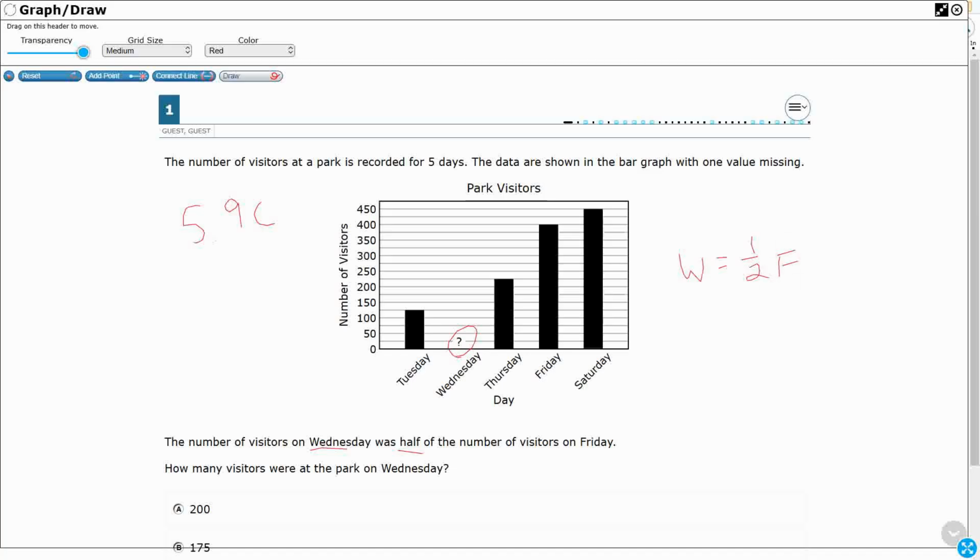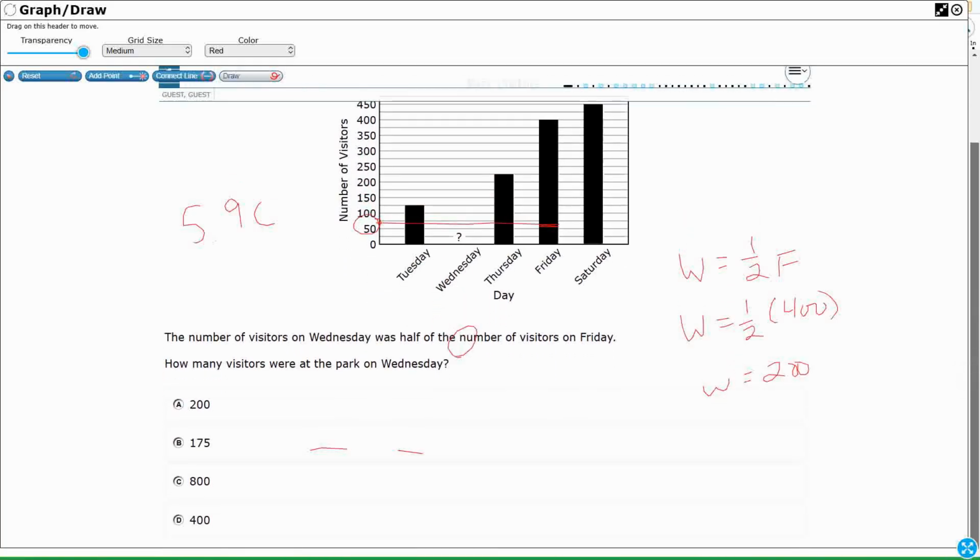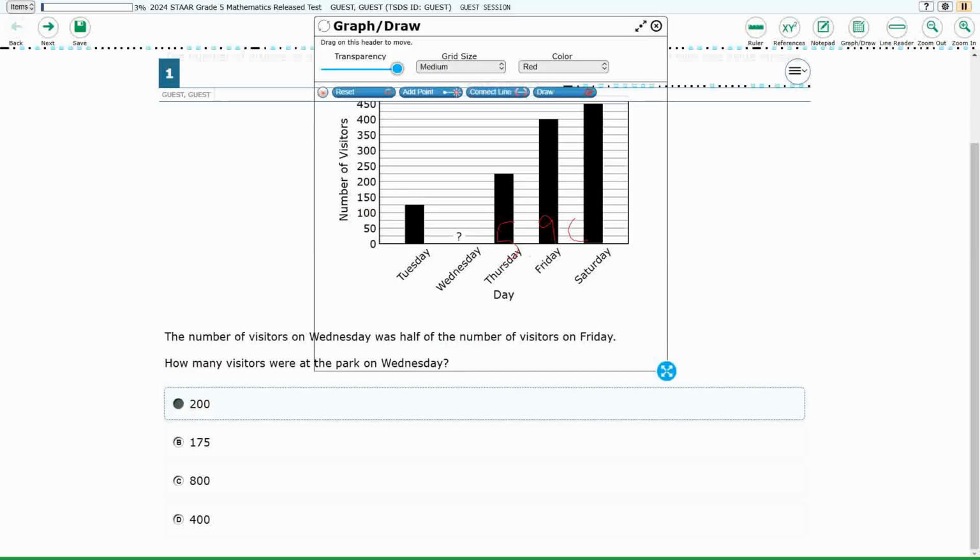All right, so Friday is not even that difficult. Look, Friday is right there at 400. It's not even in between 400 and 450 or anything. So Wednesday equals 1/2 of Friday, which is 400. So half of 400 is 200. And you notice that is our first answer there. And that's it. That's our answer of A.